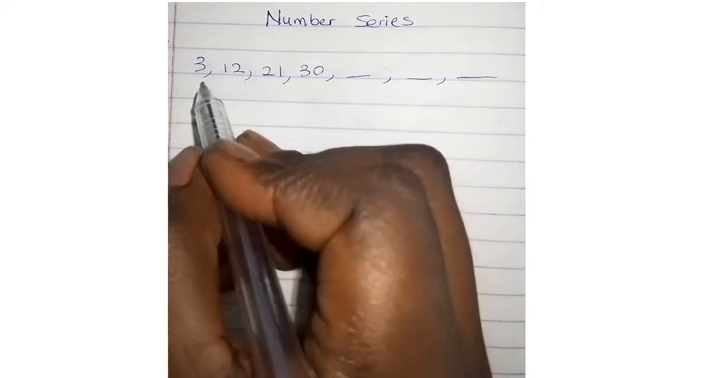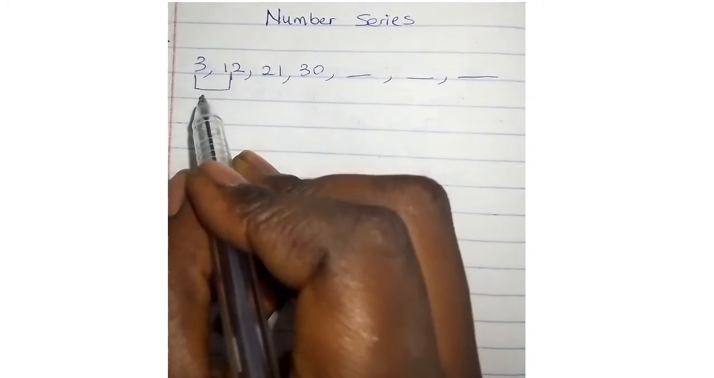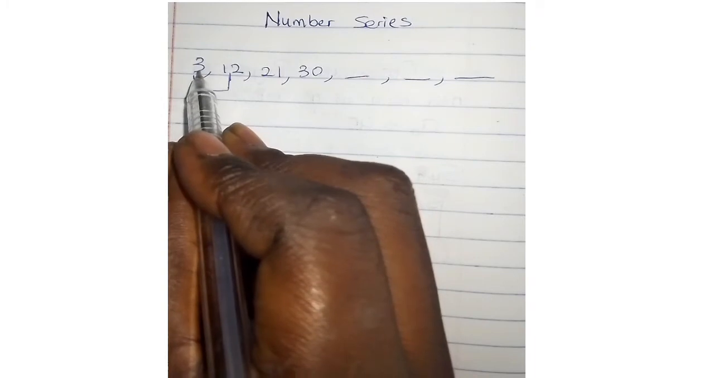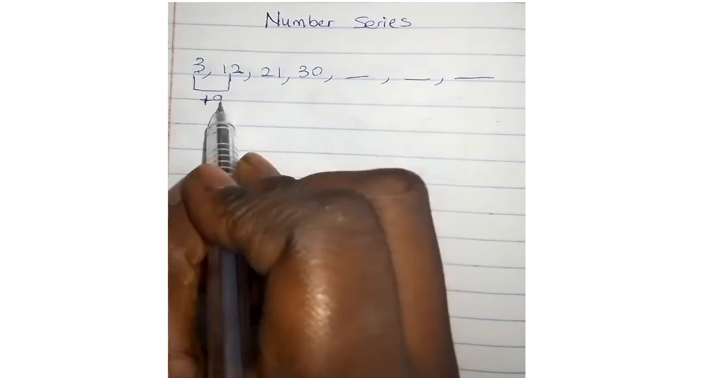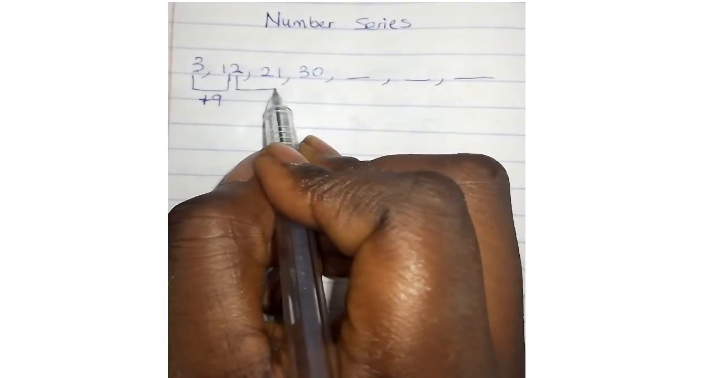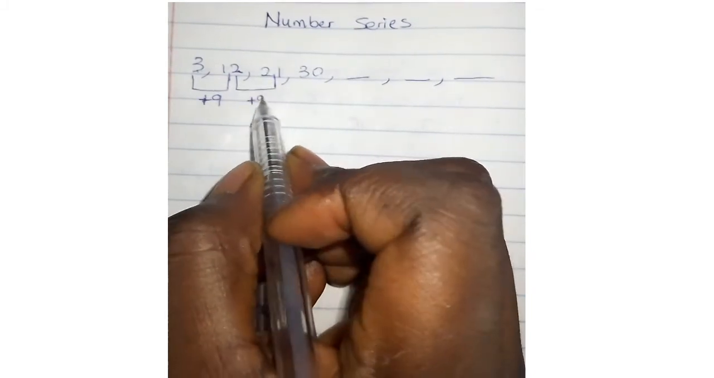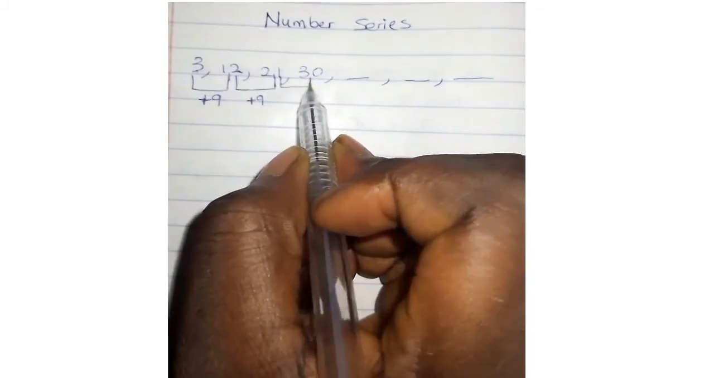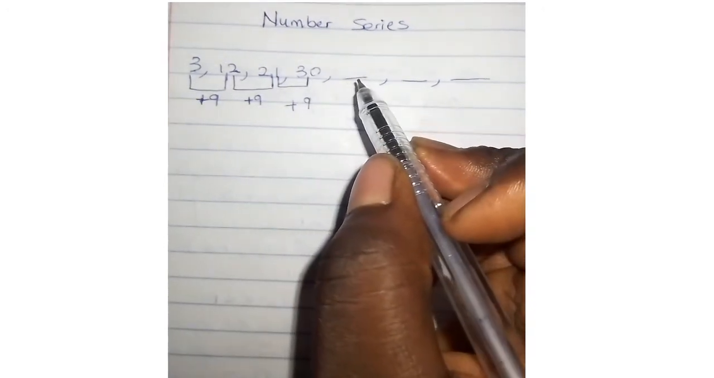Now we're going to look at the difference between the numbers. Between 3 and 12, there's a difference of 9. So 9 is being added to 3 to make it 12. From 12 to 21, the difference too is 9. Same goes from 21 to 30, it was the same 9. So for the next three numbers, we are going to be adding 9 repeatedly.